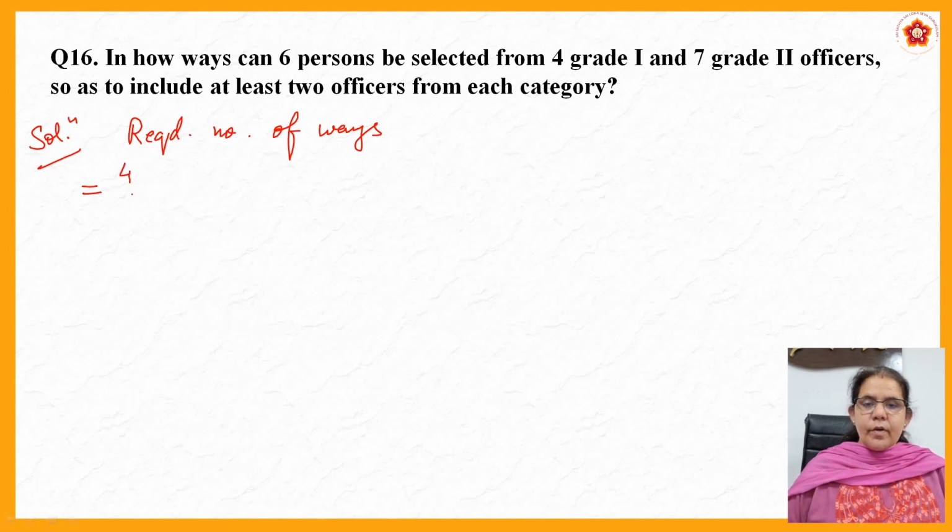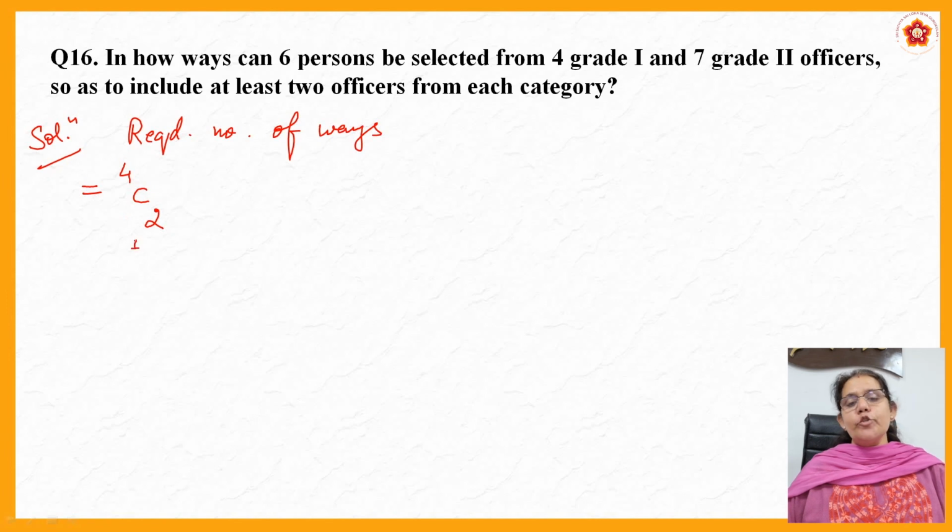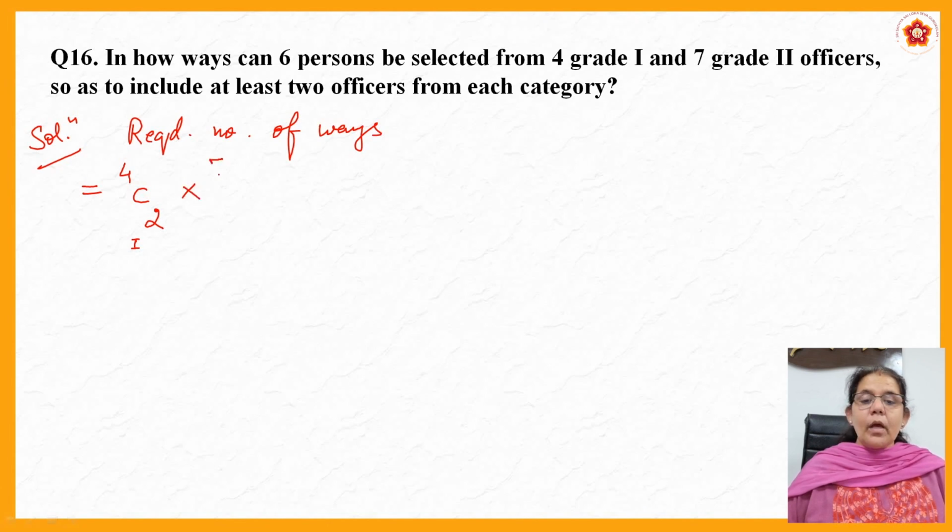In this question, let's first see, out of 4 grade 1 officers, suppose we take 2, because they said that at least 2 officers from each category should be there. So from the first category, we have ensured that 2 officers are chosen. Now, the second category has got 7 officers. Out of those 7, how many should be chosen here? We have chosen 2 from the first one. How many can be chosen from the second one?